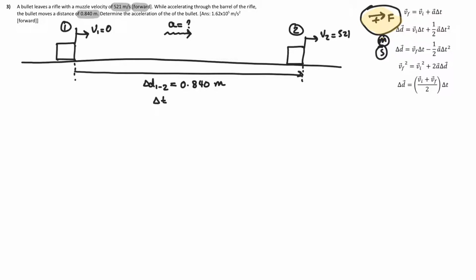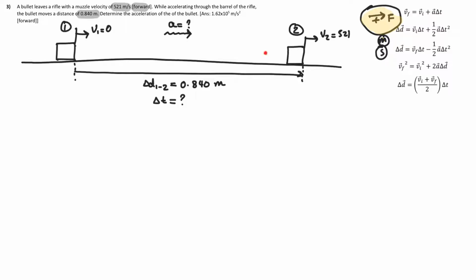The time doesn't have an arrow, so you see my arrows. This one is for this, and this one is for this. The time, we don't know. And the acceleration, we don't know. Do we have all the information in here? I have my event 1, when the bullet is stationary, event 2, when it's moving out of the muzzle. We have the initial velocity, the final velocity, acceleration, displacement, and time. So all of the information is given.